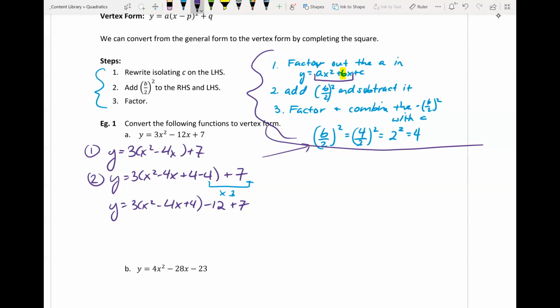My final step is to factor and then combine the negative b over 2 squared with the c. So I'm going to factor this portion over here now. Our last step is to factor what I just highlighted there. So that's x minus 2 all squared. Then negative 12 plus 7 is negative 5. This is our final answer. And you can tell that this is our quadratic, but in vertex form.